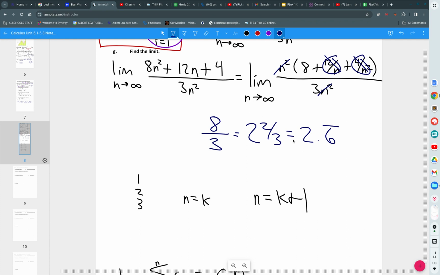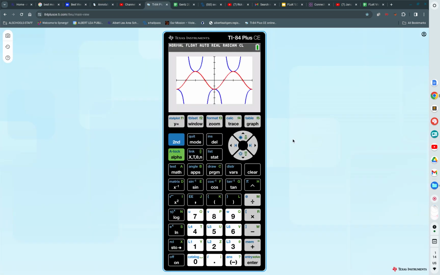You added up the area of an infinite number of rectangles. Not 2, not 8, not 16, an infinite number. It's exactly 2 2/3. Look at your calculator, take that out.